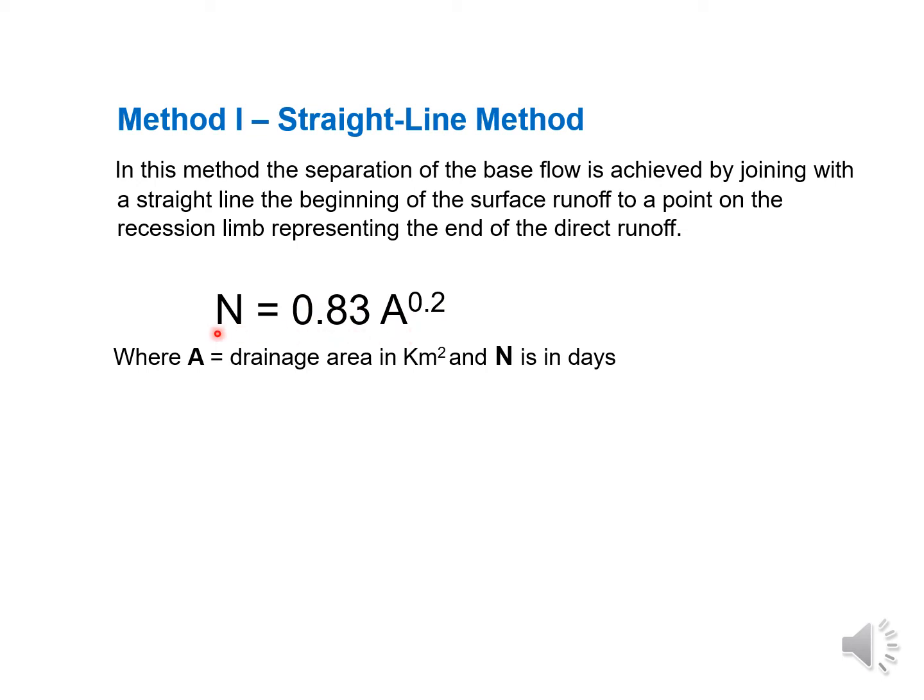The formula is N equal to 0.83 times A to the power 0.2, where A equals the drainage area in kilometer square and N equals the number of days, where this N represents the end point of the straight line. That means N represents the point B of the straight line.